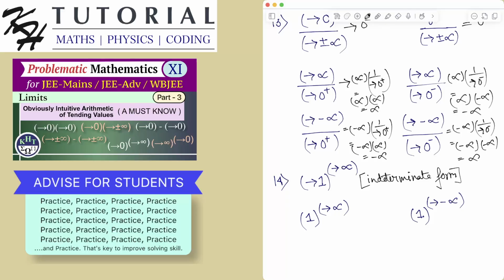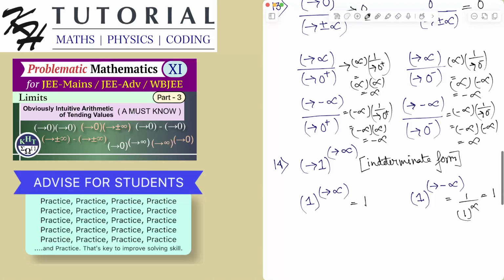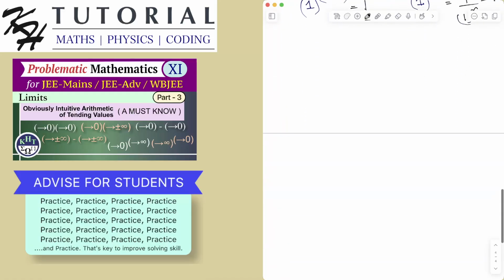Whereas exactly 1 raised to the power infinity is equal to 1. Also, exactly 1 raised to the power minus infinity is nothing but 1 by 1 raised to the power infinity. This is also equal to 1. Let's see. Okay, so there is nothing more.